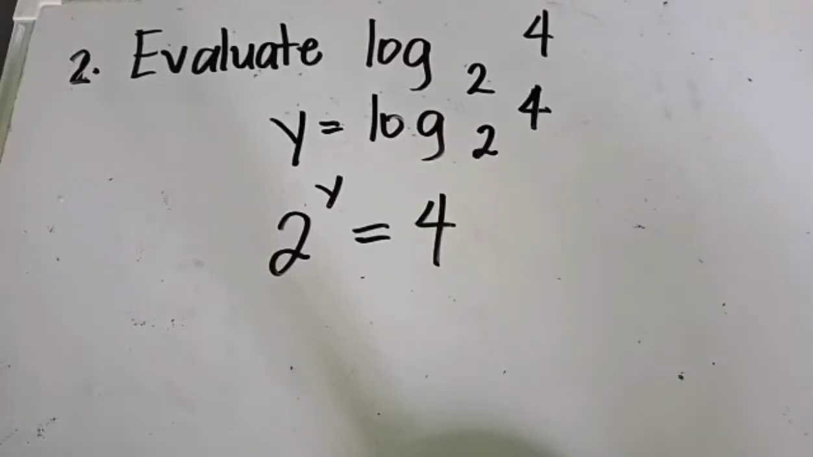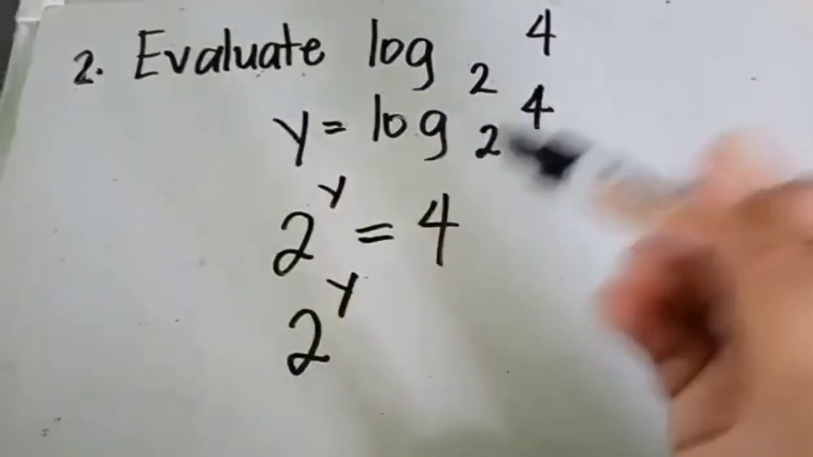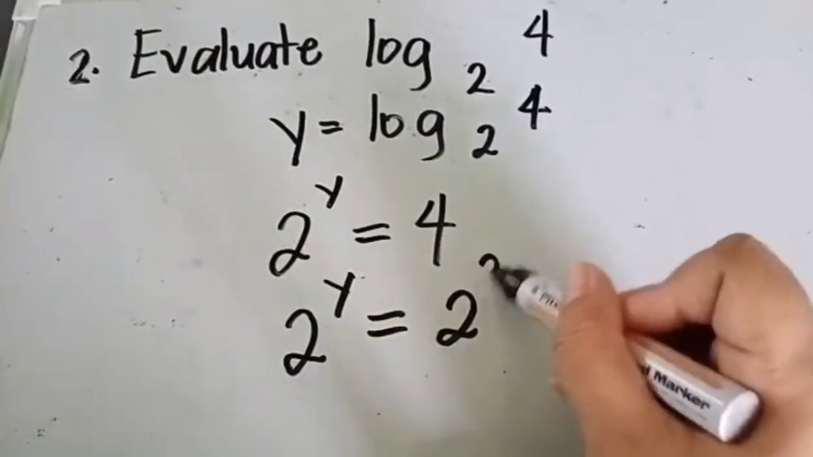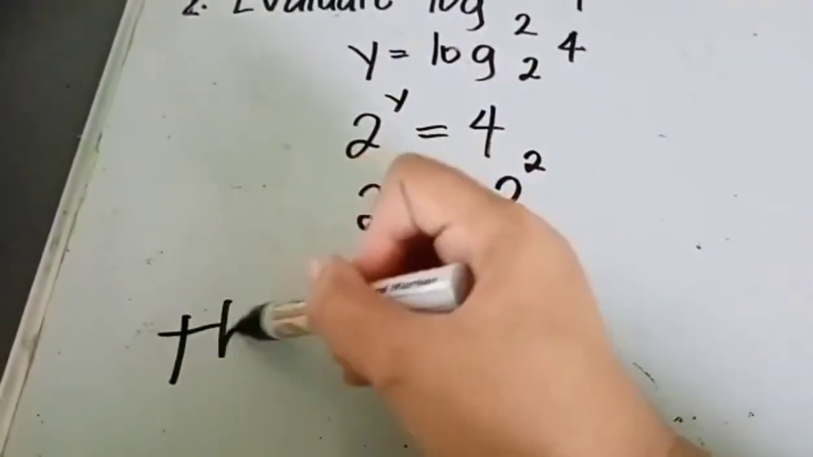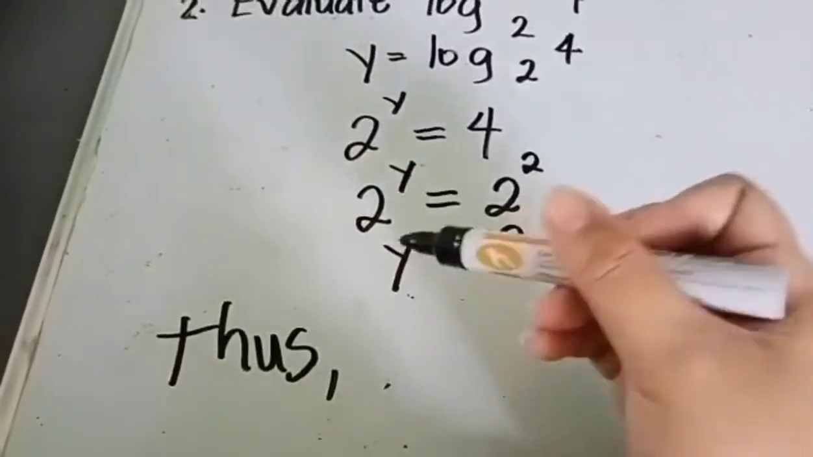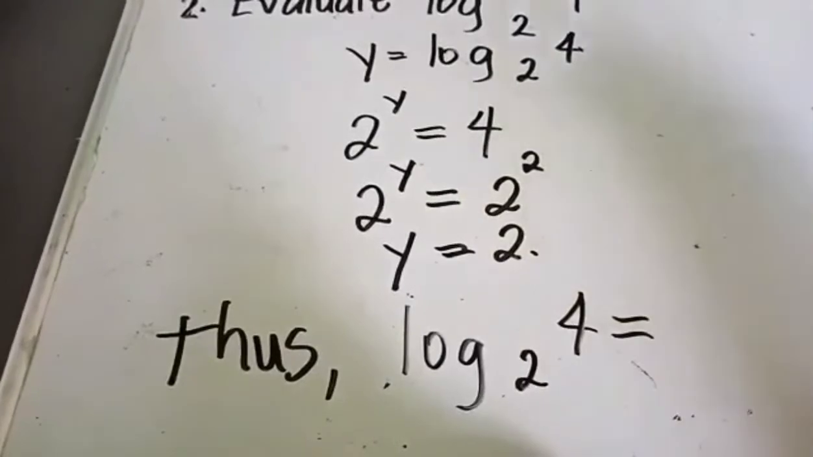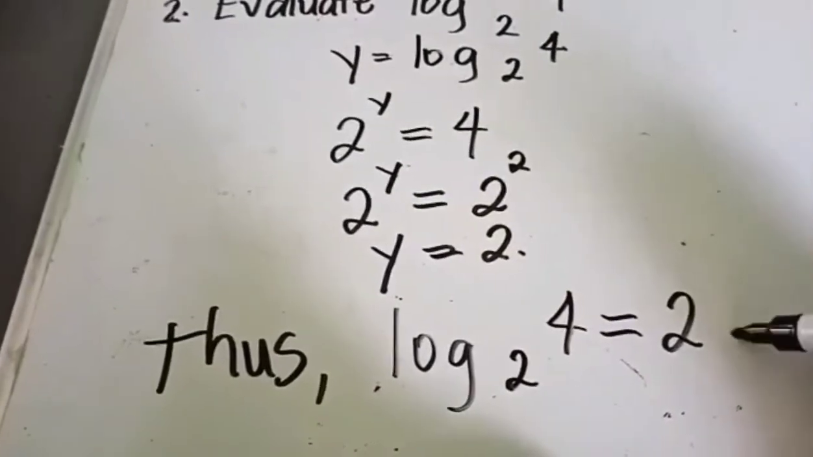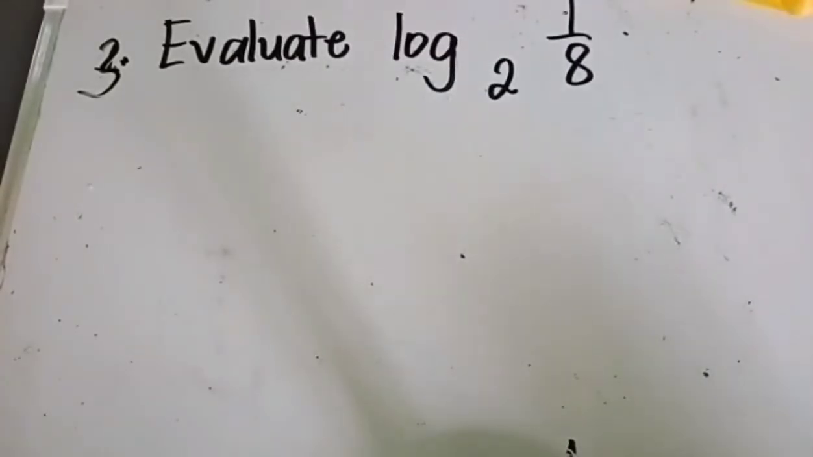Like what I've told you, use the property: if b to the power of x is equal to b to the power of y, then x is equal to y. So we have here 2 to the power of y is equal to 2 to the power of 2. Therefore, we have y is equal to 2. So thus, remember class, to have the final answer, the logarithm of 4 to the base 2 is equal to 2. So that will be your final answer. Okay class, let us have another example.